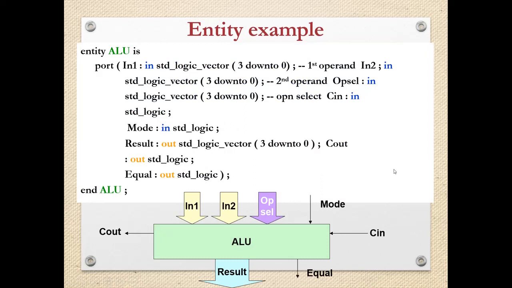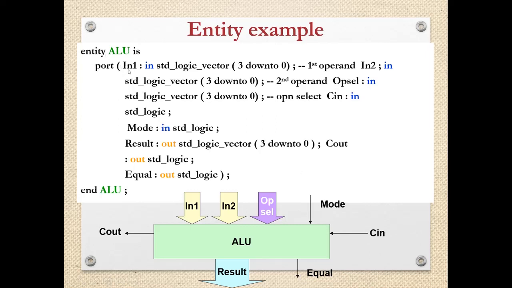This is one more example of entity in which the entity for ALU is declared. What is ALU? That is arithmetic logic unit, which is having the two inputs in1, in2. Then there is one operation select, and then we have the result as the output. We have carry in, we have carry out, we have mode, and then we have a equal. These are the different ports.